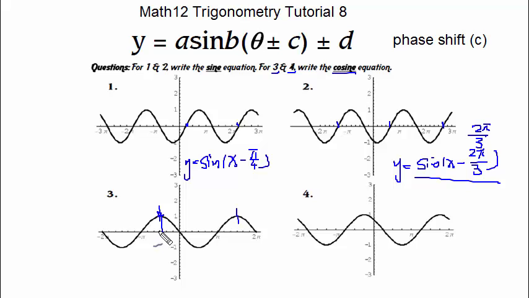So that means we have y equal to cosine x. And then we shift left by pi over 2. We just add pi over 2. And that's it. Make sense?